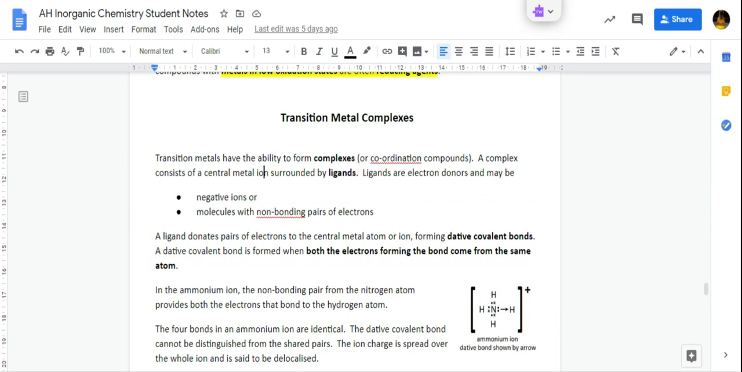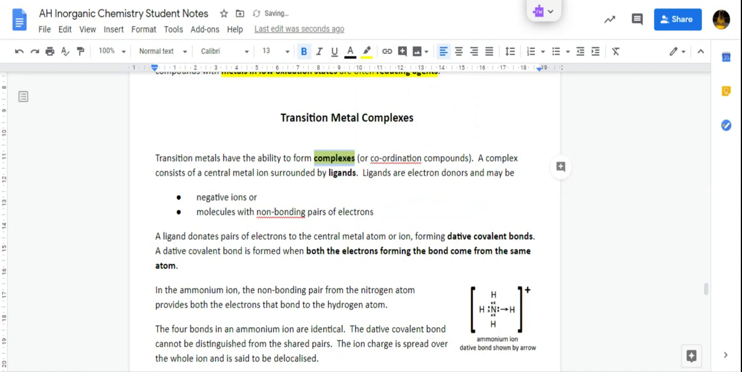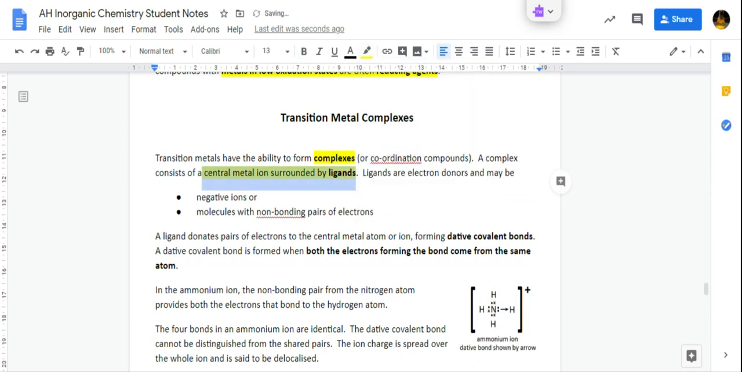So transition metals have the ability to form complexes. Sometimes these are known as coordination compounds. The definition of a complex is it consists of a central metal ion surrounded by things called ligands. Now a ligand is an electron donor. So something that has electrons to spare that it can donate to the metal to form a complex.